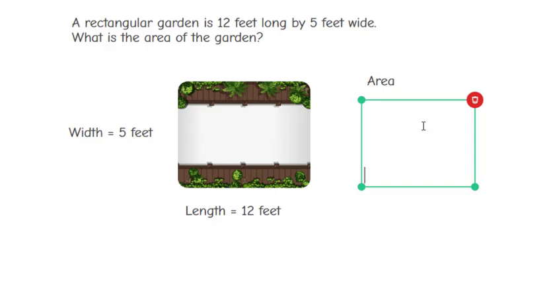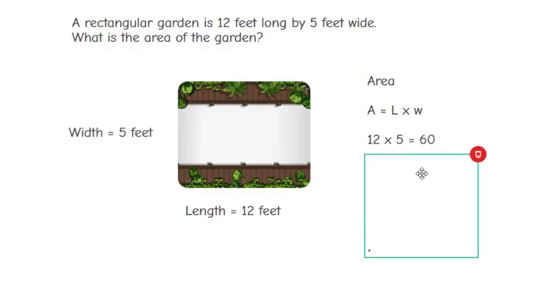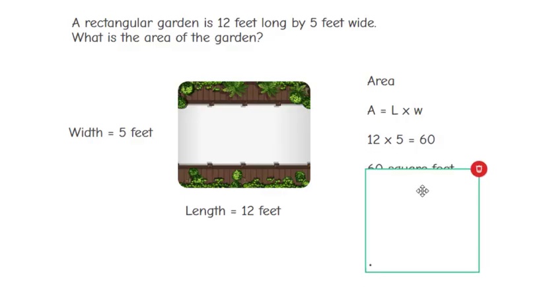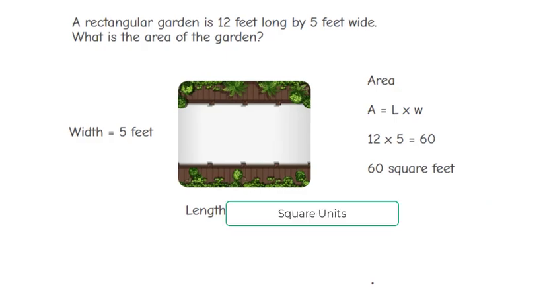When I multiply 12 times 5, which is length times width, or width times length, they both work, and then I get 60. Now 60 is not my answer. We're measuring in the units of feet. And because it's the area, we say square units or square feet. So 60 square feet. If each plant takes up 1 square foot, I can plant 60 plants in there in my garden. The biggest thing you need to remember is we're measuring the inside of the garden, not the outside of the garden. It's the inside of the garden.